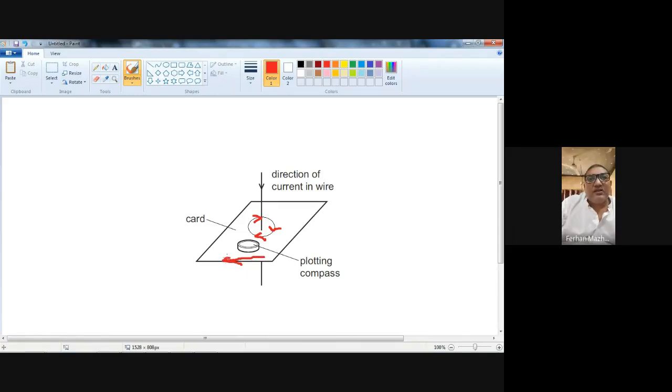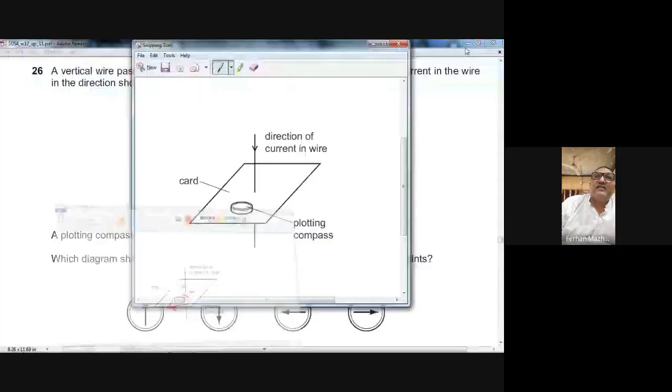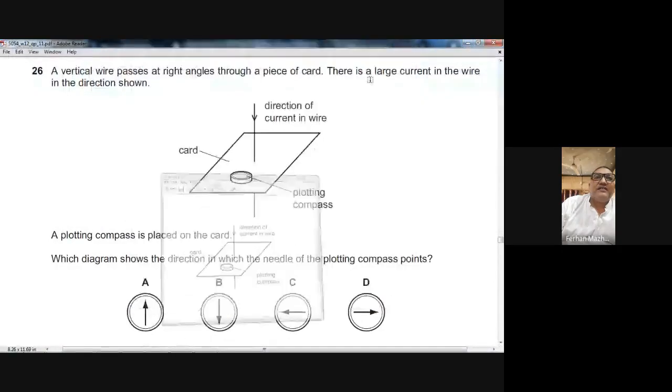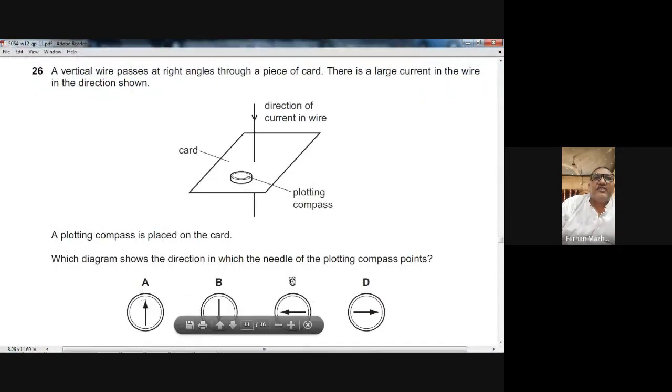So the pointer of this magnetic compass should point in this direction, towards left. So let me check. What do we have here? Towards left. C is the option. Clearly, C is the right option. Question number 26, C is the right option.